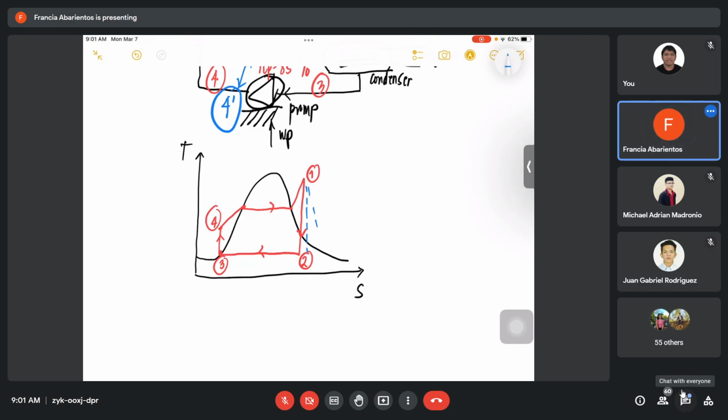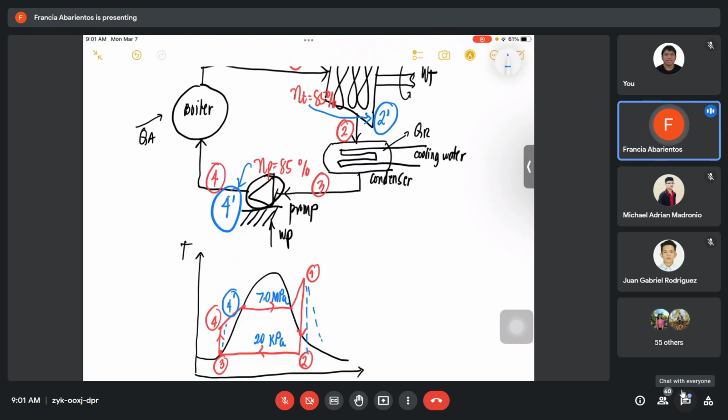Okay? Yan. And this one, the 4 prime. Yan. Sa labas talaga siya. Okay? So, we proceed now. Given sa atin yung 7 MPa and the 20 kilopascal. Okay. Ano yung una mong gagawin? We have this. We have also the entering temperature of water. Nakalimutan ko. And the leaving condition. Tama ba? 35. Yan.